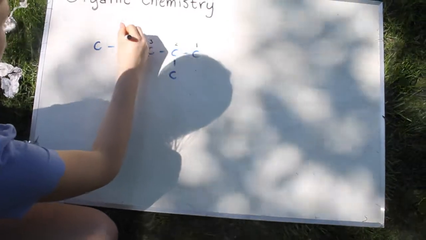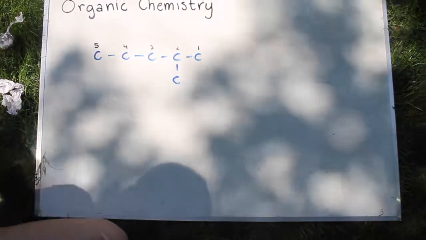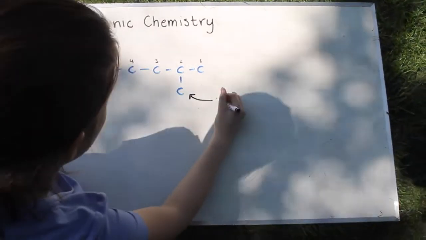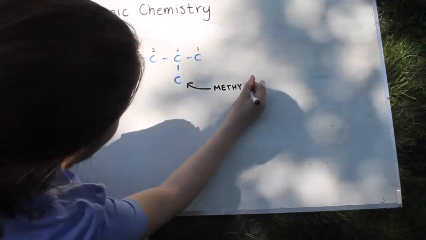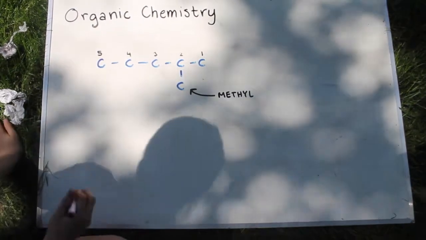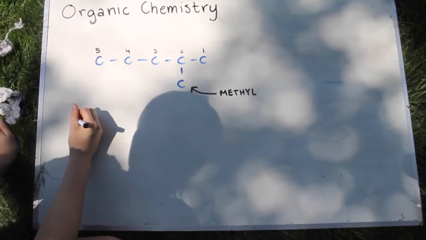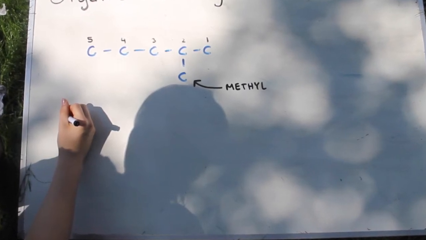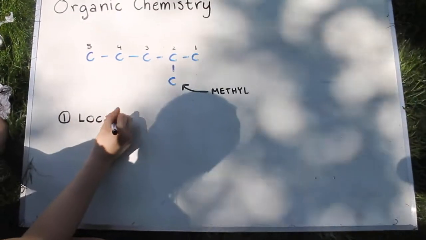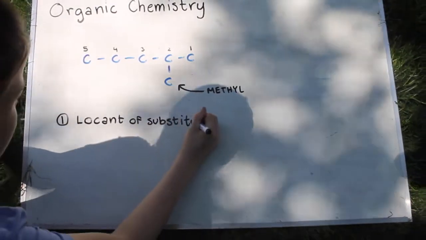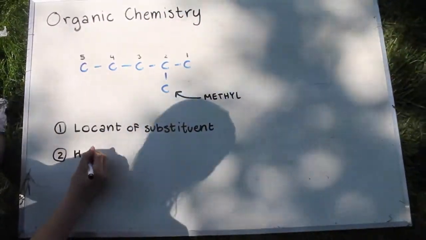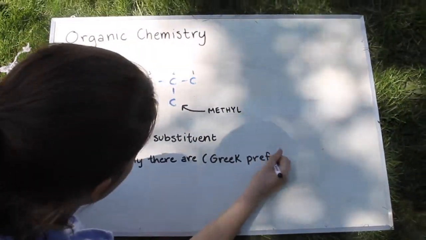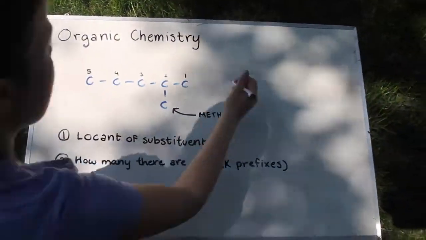So I could number this from left to right or right to left. However, the correct way would be from right to left, since the substituent would fall on the second carbon. Now you must name the substituent, which will become the prefix for your alkane name. In this case, it is one carbon, and by referring to the same table, we know to name it methyl. When naming substituents, there are two things you must be sure to include: the locant of the substituent and how many there are. The location can be indicated by a number, and how many can be indicated by using Greek prefixes: mono, di, tri, etc. Thus, in this case, the alkane is called 2-methylpentane.